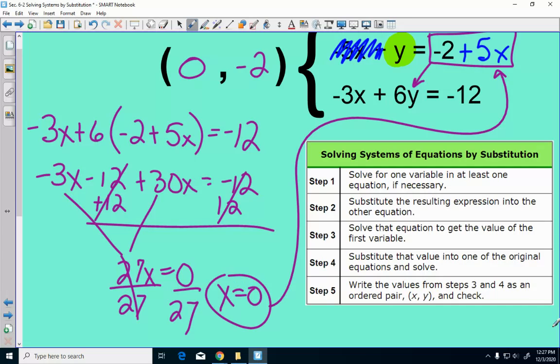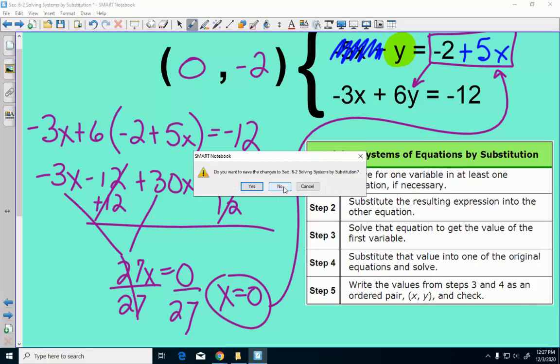All right, so that's where we're going to stop for today. We will work on this in class tomorrow, and then we have a couple of word problems that we're going to do along with this tomorrow.